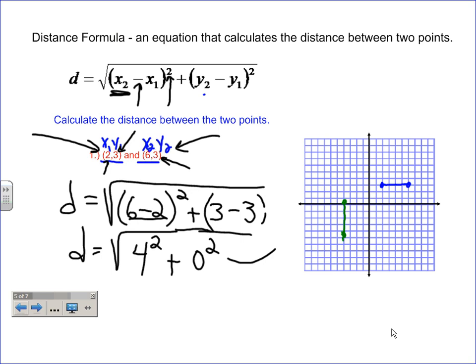And it's Pythagorean theorem. So then you might wonder, where did the 0 come from on this blue line? Well, did I go up or down at all? No. So the up or down is 0. Right or left, 4. Still Pythagorean theorem, even though you can't see the triangle. Any questions?